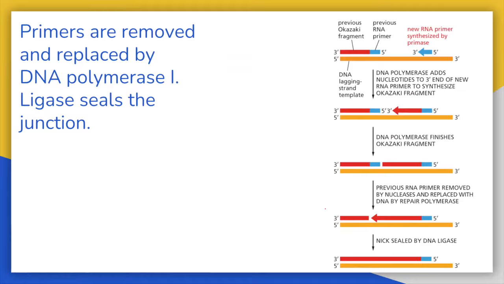Once we've done that, two things need to happen. First of all, the primers that we created were made of RNA. So those have to be removed and replaced. And that happens by an enzyme called DNA polymerase 1, which is kind of your fix-it polymerase. One of the things it fixes is the removal of RNA primers and the synthesis of DNA to go in.